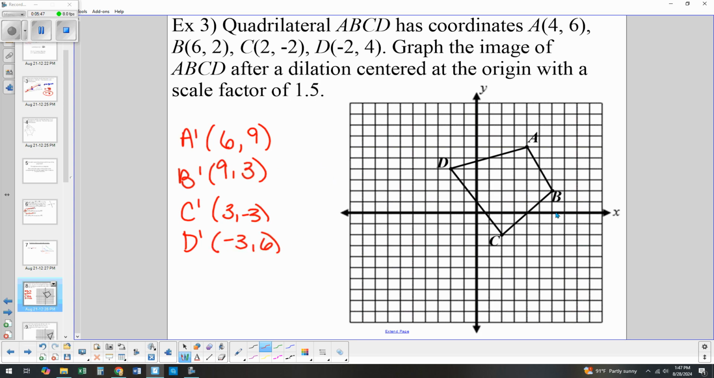So I'm going to plot my A prime at 6, 9, B prime at 9, 3, C prime at 3, negative 3, and D prime at negative 3, 6. Terrible lines, but we'll live with it. So this is my dilation centered at the origin of ABCD with a scale factor of 1.5. It was an enlargement. I know it's an enlargement because this was bigger than 1, and my shape did in fact get bigger.